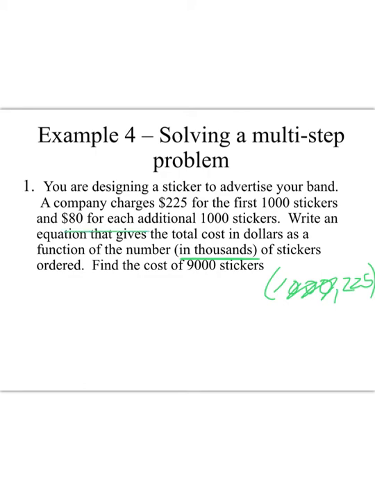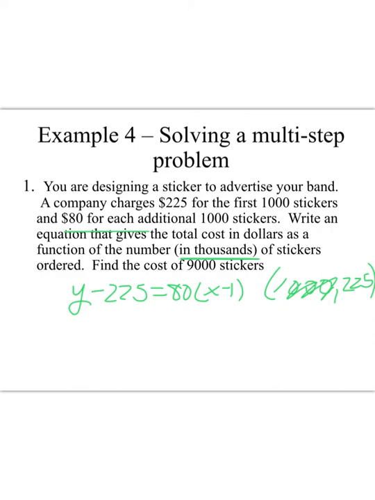And then it's $80 for each additional. So in point slope form, this is going to look like y minus 225 equals my slope of 80, and then it's going to be x minus 1. And remember that that 1 represents our first 1,000 stickers.